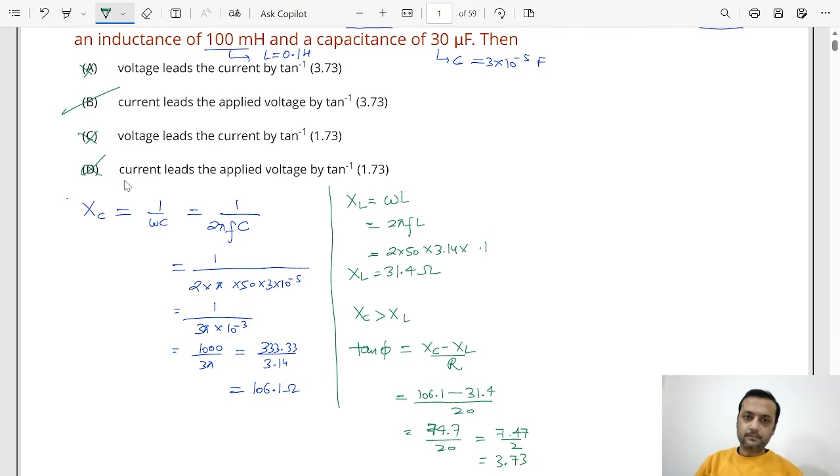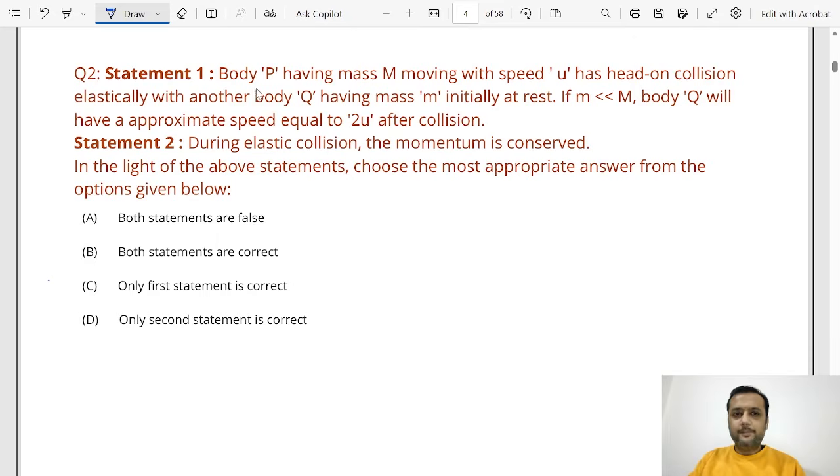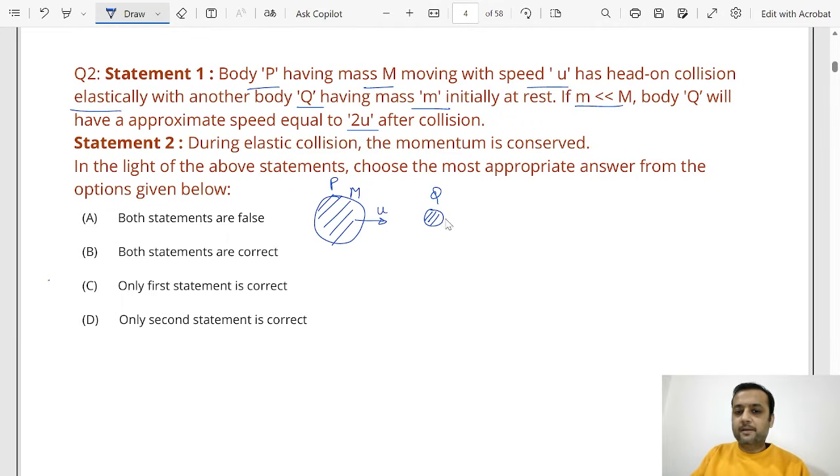All right. In this question, there's a body P having mass m which is moving at a speed u. It makes a head-on elastic collision with another body Q having very small mass in comparison to P. The question says that Q will move with approximate speed of 2u after the collision. So let's first understand statement 1. Suppose this is the body P, it has a massive mass of capital M, and let us say it is moving at the speed u. Then there's a body Q, which is at rest initially.